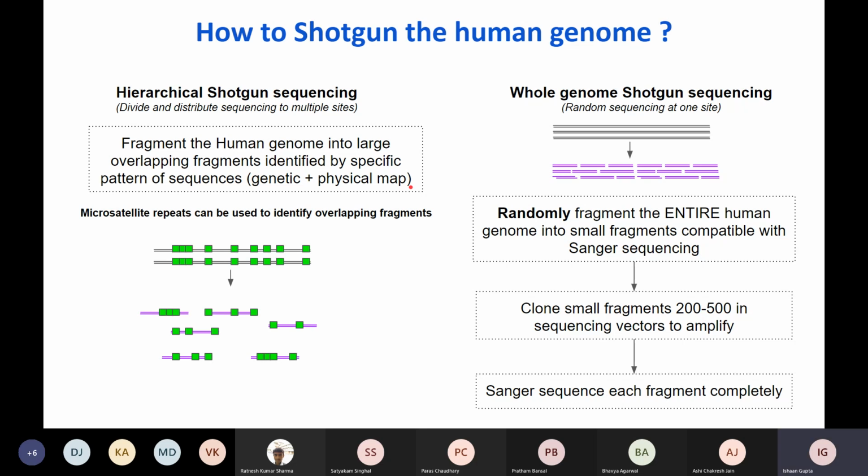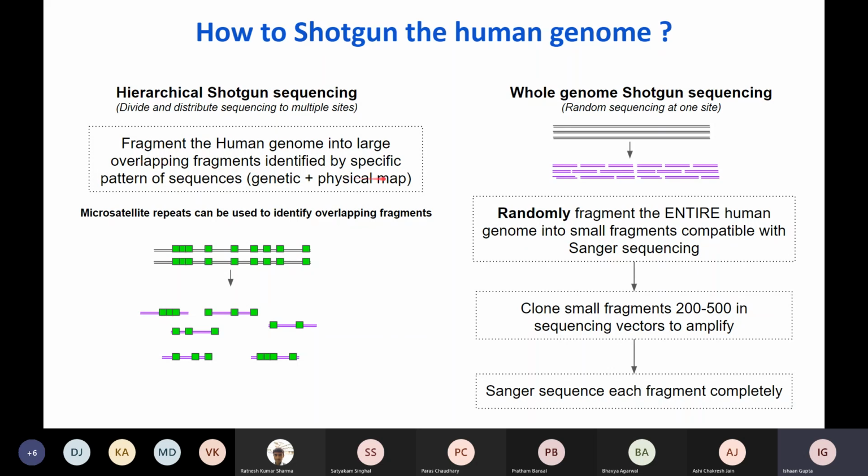distribute the fragments based on the physical identity of the fragments, by doing a physical map, by creating a physical genetic map. So how do they do it? We know that there are a lot of microsatellites appearing in the human genome. So they actually use the microsatellite repeat patterns to identify a physical map of the human genome.